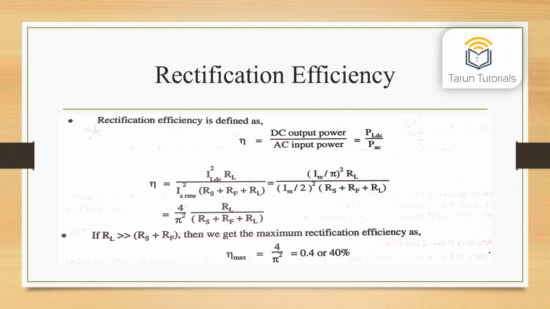If RL is very much greater than Rs plus Rf, then we get the maximum rectification efficiency as eta max = 4/π², which is equal to 0.4 or 40%.